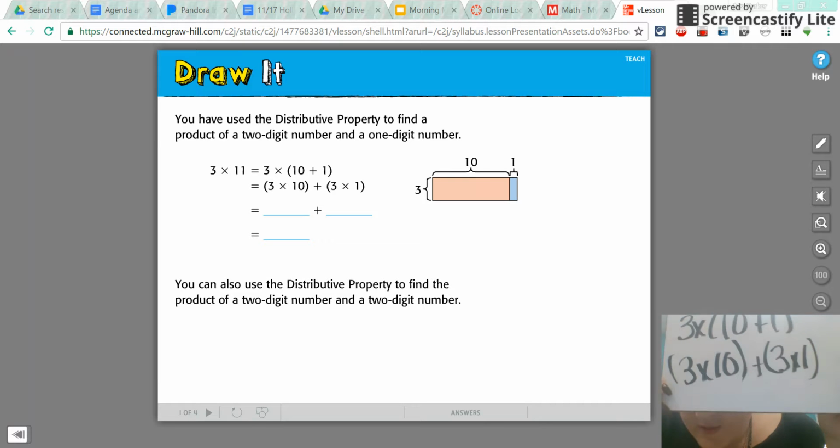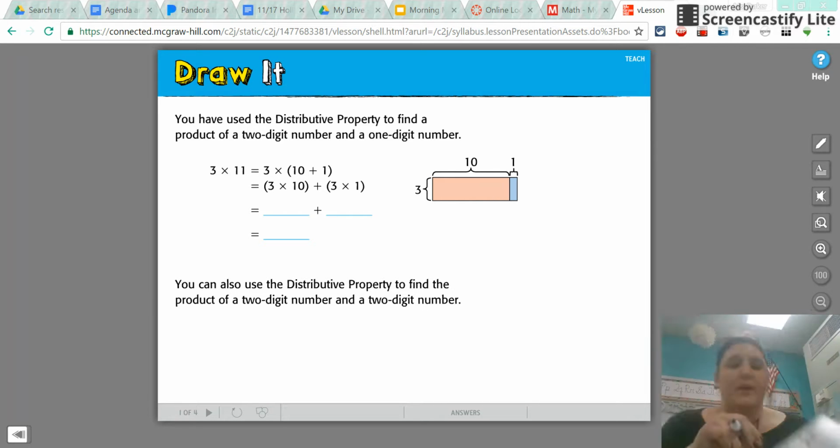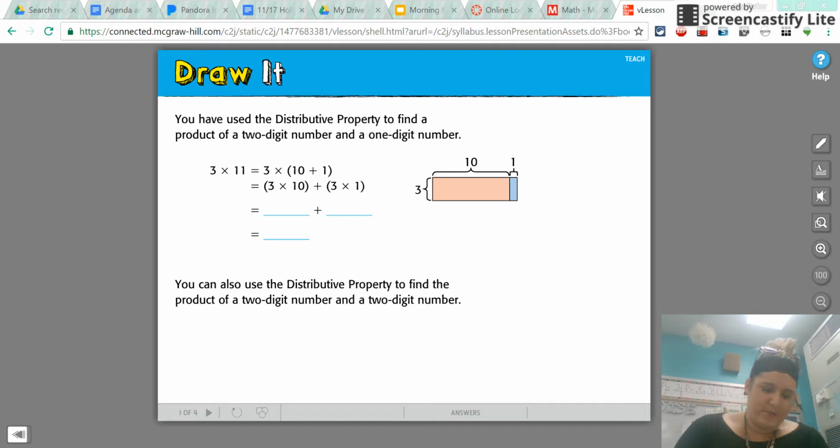Okay? Because if you think of 11 in base 10 blocks, it's going to be 1 10 and 1 1, right? So we're just timesing 3 times 10 and 3 times 1. 3 times 10 is 30, plus 3 times 1 is 3. The answer is going to be 33, okay? But you can also do this for your 2-digit times 2-digit equations and problems, okay?